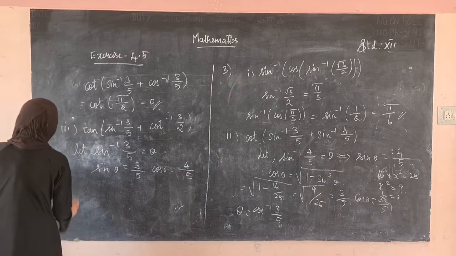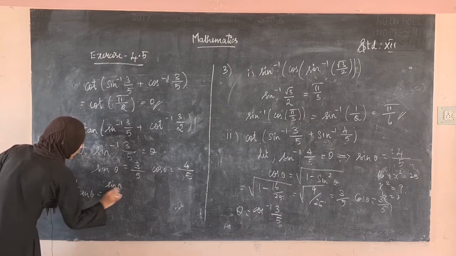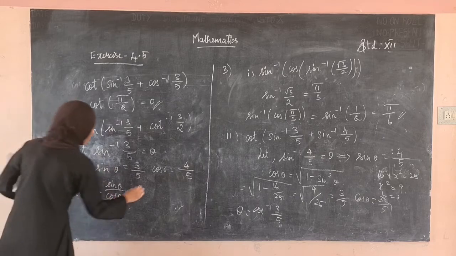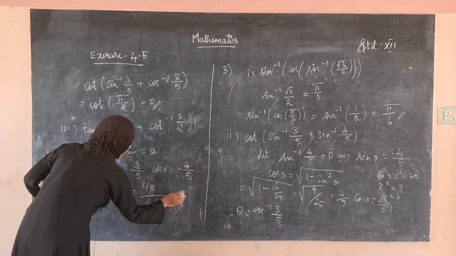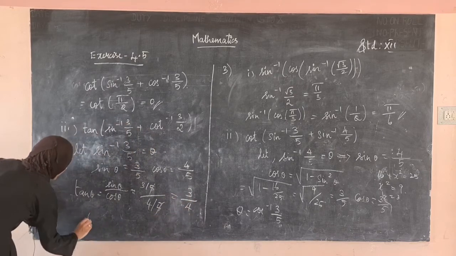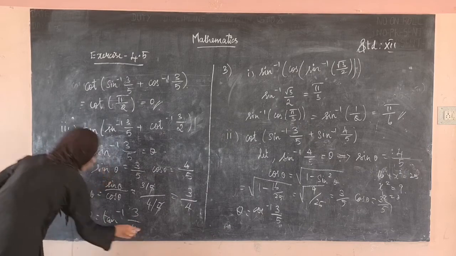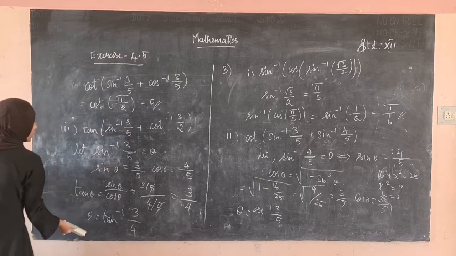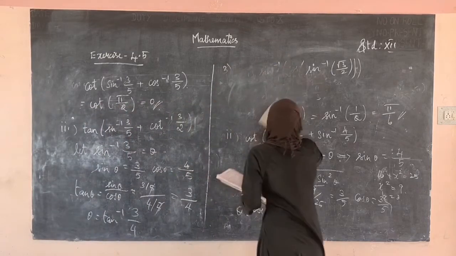So, what's the value of tan theta? Tan theta is equal to sin theta divided by cos theta, which is 3 by 5 divided by 4 by 5. This 5 and 5 get cancelled. The value will be 3 divided by 4. From this, the value of theta is equal to tan inverse of 3 divided by 4. So in the question, instead of sin inverse of 3 by 5, we can substitute tan inverse of 3 divided by 4. Okay, and again, see the second part.